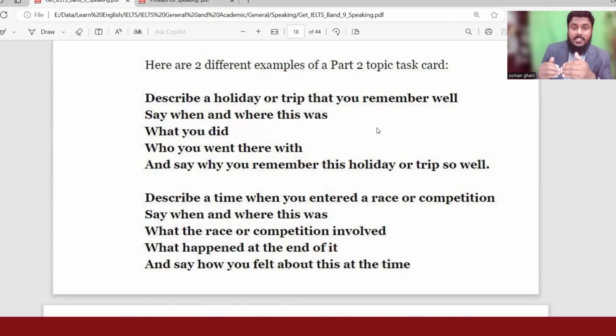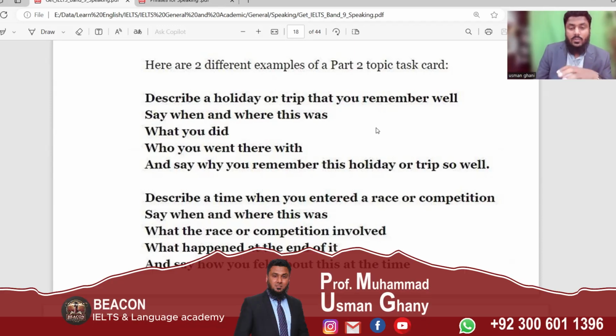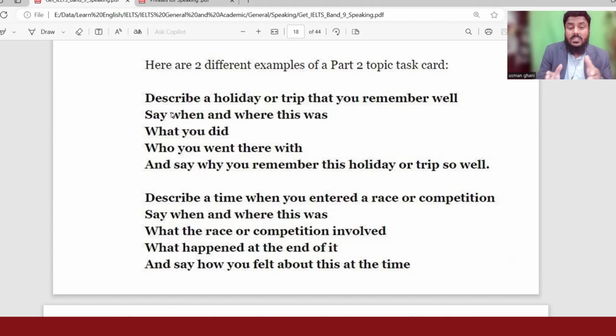What does that mean? As I told you, the examiner will hand you a task card on which the questions or statements would be written. For example, you see in front of you the first statement, and then the first question and second question. It means that these are two different cards on which these statements are written.